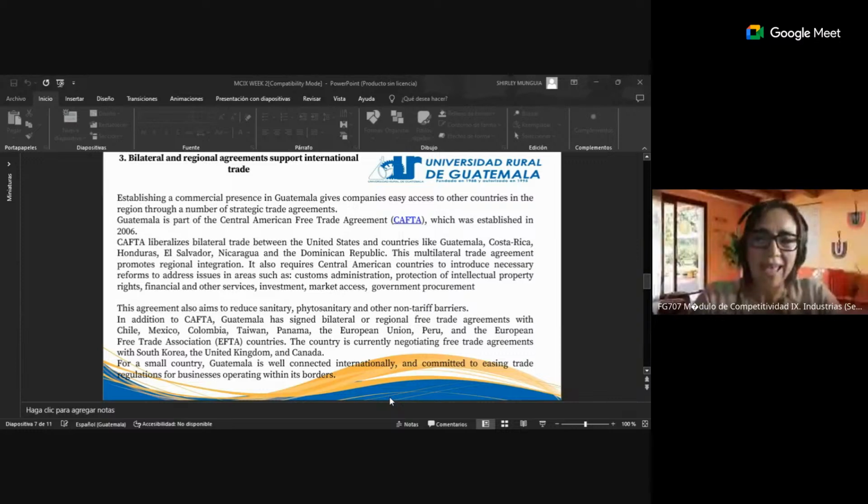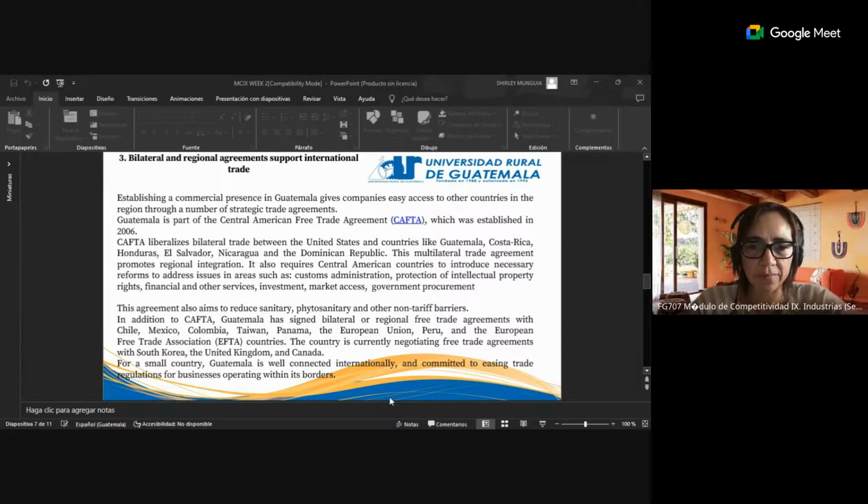Establishing a commercial presence in Guatemala gives companies access to other countries in the region through a number of strategic trade agreements. Guatemala is part of the Central American Free Trade Agreement, called CAFTA, which was established in 2006. CAFTA liberalized bilateral trade between the United States and countries like Guatemala, Costa Rica, Honduras, El Salvador, Nicaragua, and the Dominican Republic. This multilateral trade agreement promotes regional integration.